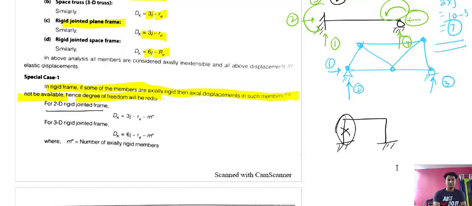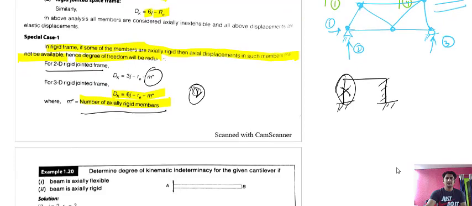For a 2D rigid frame, the formula was 3j minus re, but we need to minus m double dash, where m double dash is the number of axially rigid members. When one member is axially rigid, then we have to minus one. If two members are axially rigid, then we have to minus two. I hope you are getting it. In case of 3D, the formula was 6j minus re, and for the axially rigid case minus m double dash, where m double dash is the number of axially rigid members. So I hope this part is clear.